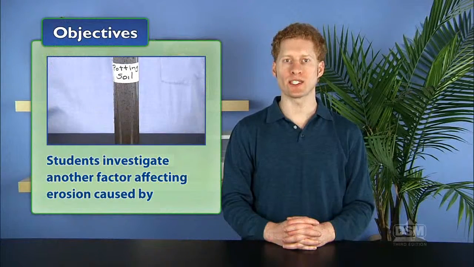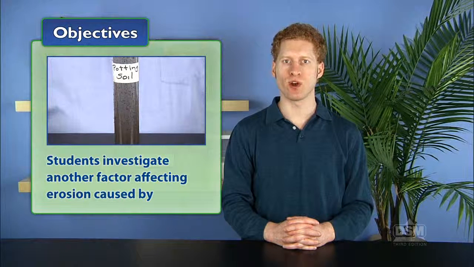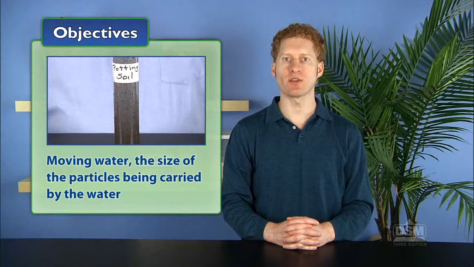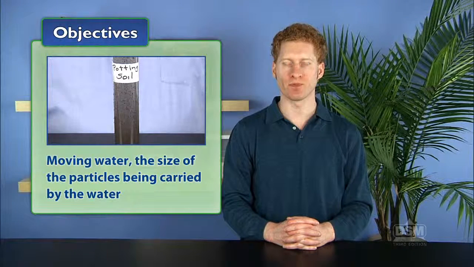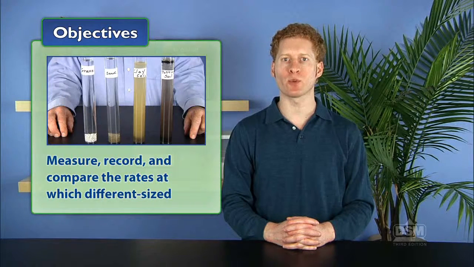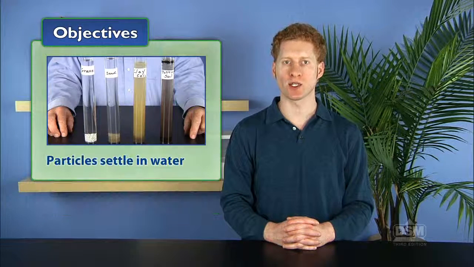In Activity 4, Rock Races, students investigate another factor affecting erosion caused by moving water, the size of the particles being carried by the water. They measure, record, and compare the rates at which different sized particles settle in water.